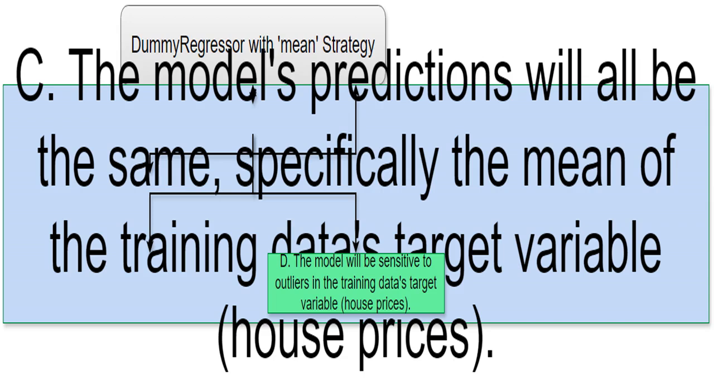This statement is true. Because the model uses the mean strategy, it simply predicts the average house price from the training data for every single house. It does not consider any house features. Think of it as taking all the house prices, adding them together, dividing by the number of houses, and then using that single number as the prediction for every house in the test data. That's super simple but not particularly accurate.